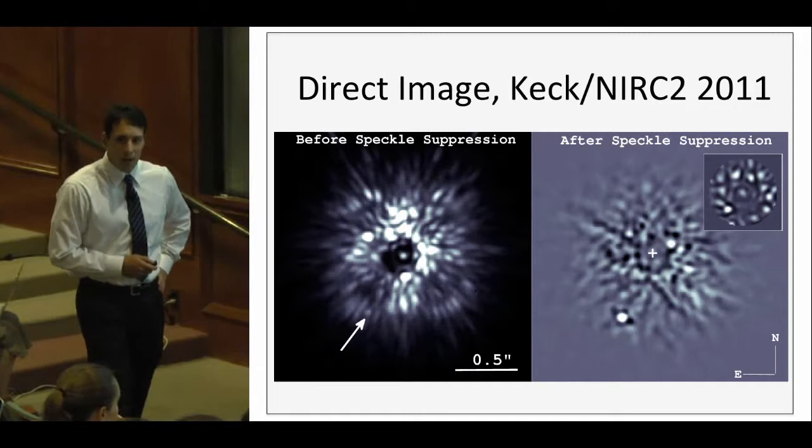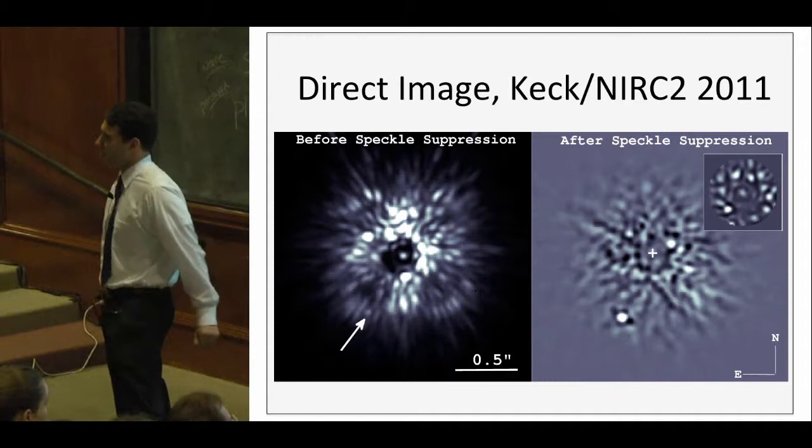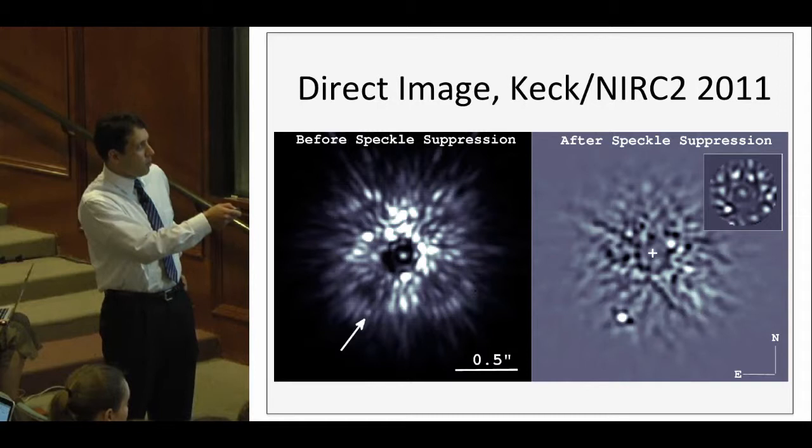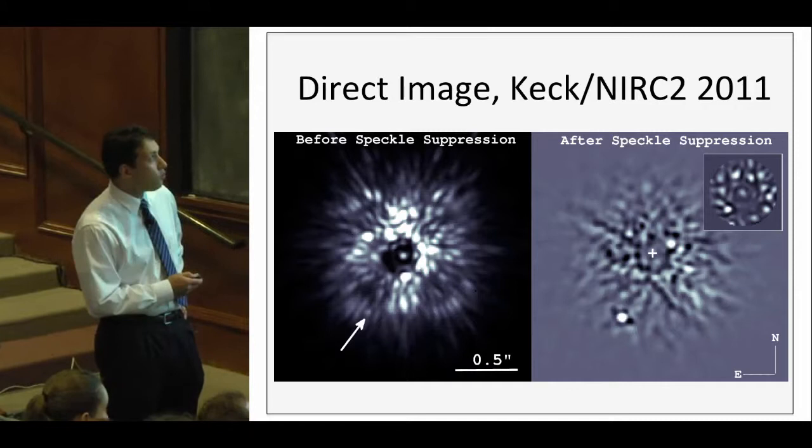So this is my Keck NIRC-2 image. Tomorrow we're going to have a workshop where I will show you how to process, how to squash speckles using PSF subtraction. And so this is an image from 2011 showing the companion, which if you squint and already know where it should be, then you can convince yourself that it's there. But after PSF subtraction, it pops out, okay? And so this is the new measurement.